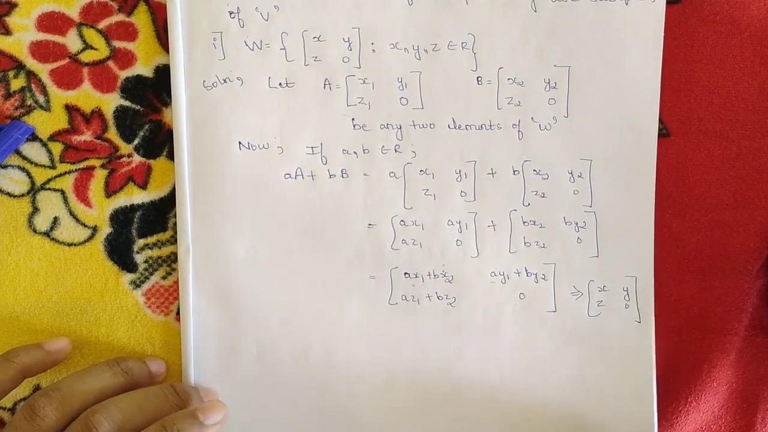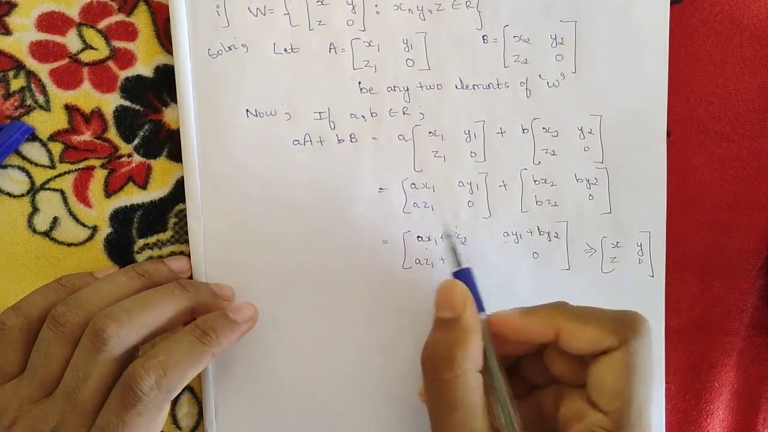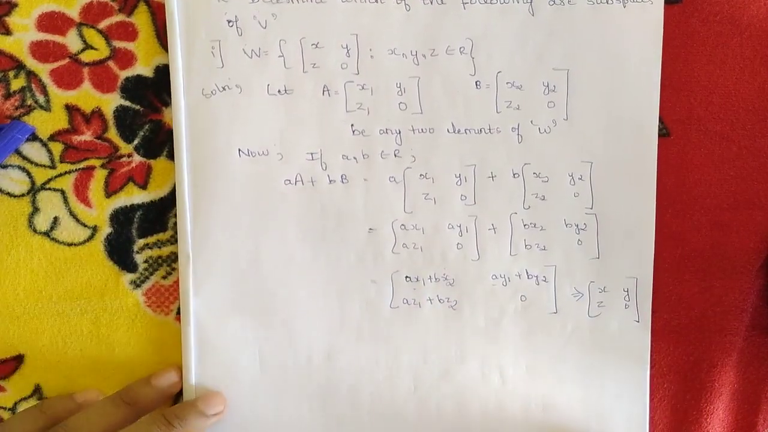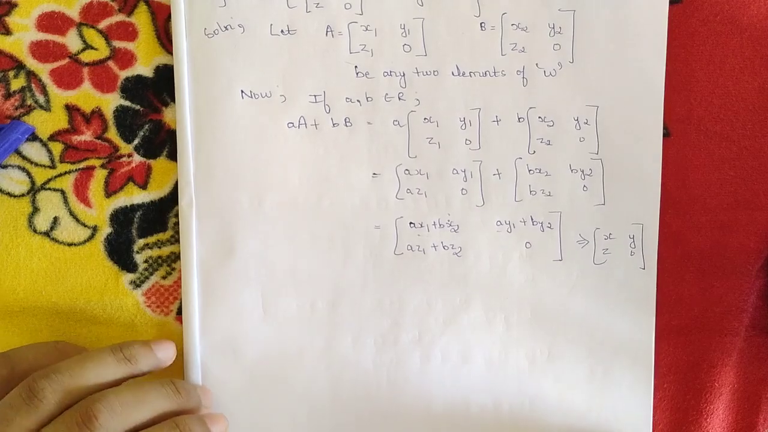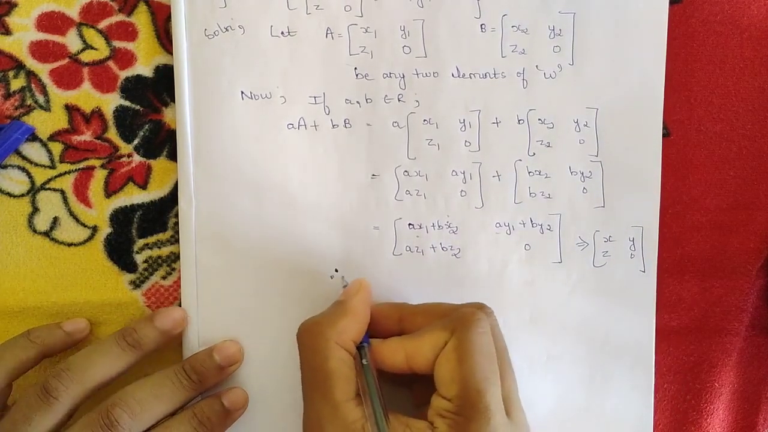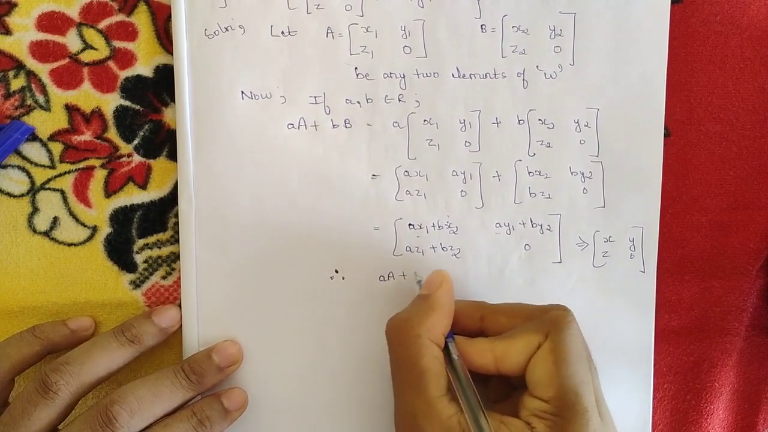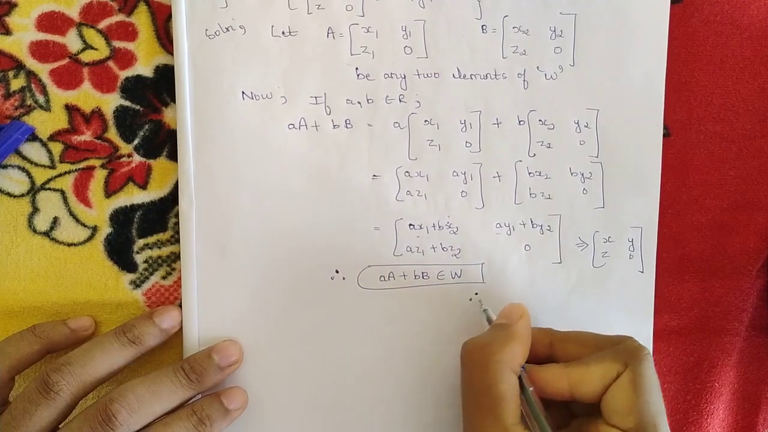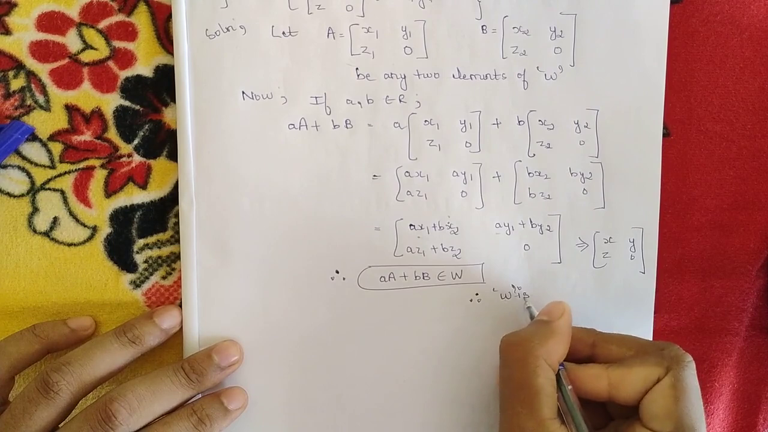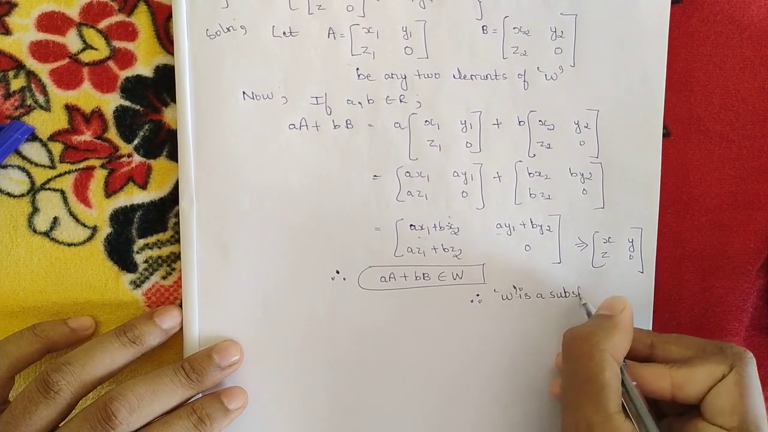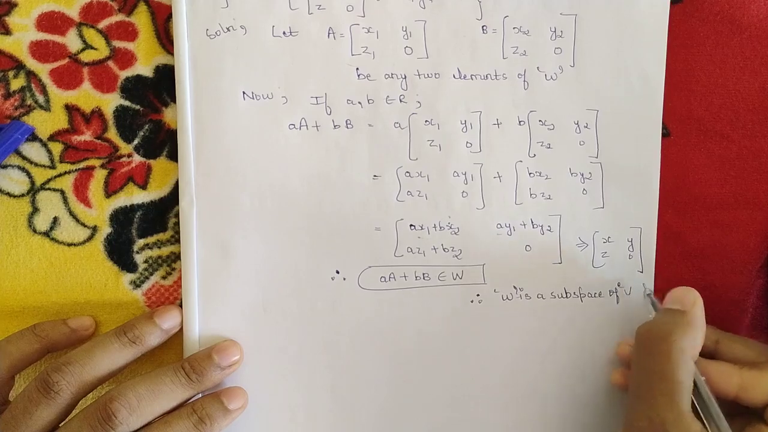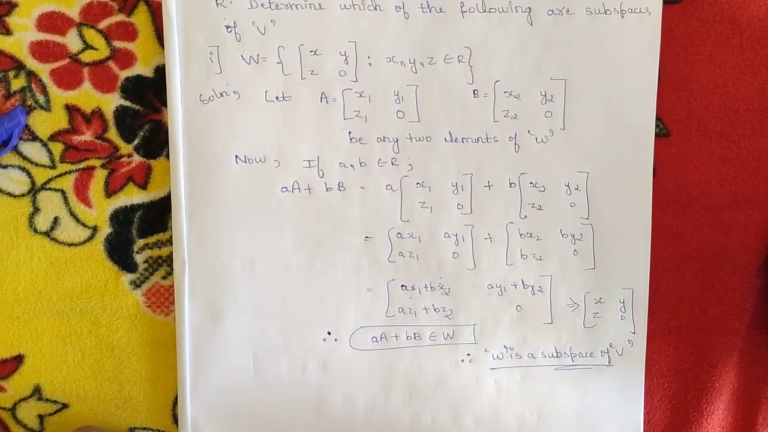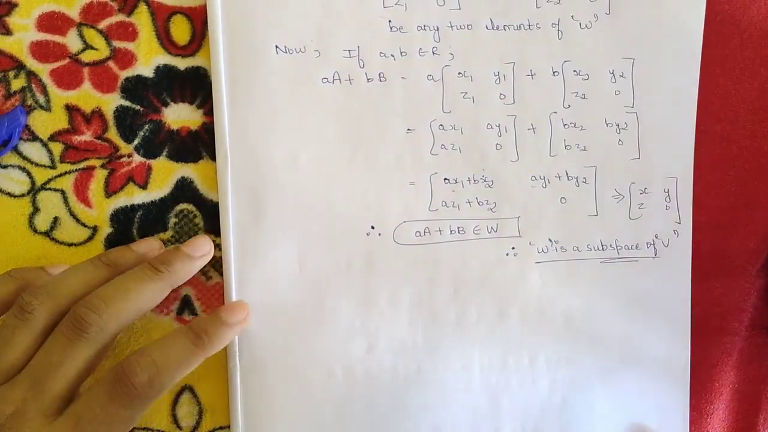In the question they mention x, y, z belong to R, so we can say that these three terms also belong to R itself, where a and b are some constant values. So we can conclude that a times A plus b times B belongs to the set W. Therefore W is a subspace of V. So in the first sub question we have proved that W is a subspace of V. Let us get to the second sub question now.